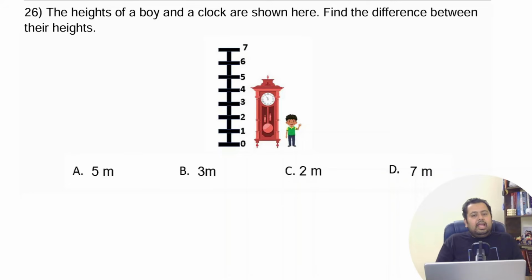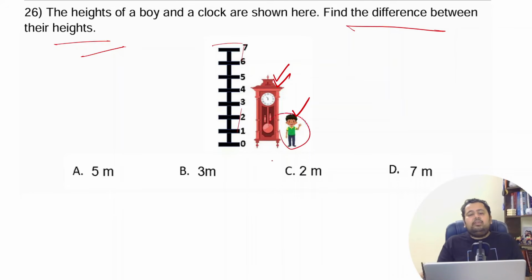The height of a boy and a clock are shown here, right? So you can see a clock and a boy given over here. Find the difference between their heights, right? So you have to just find out what the height of the clock is. The scale is given over here. Then you have to find out what the height of the boy is, and then you just have to do the subtraction.